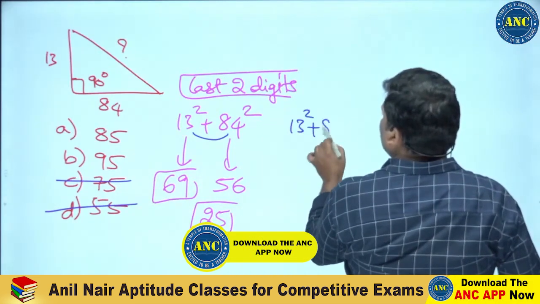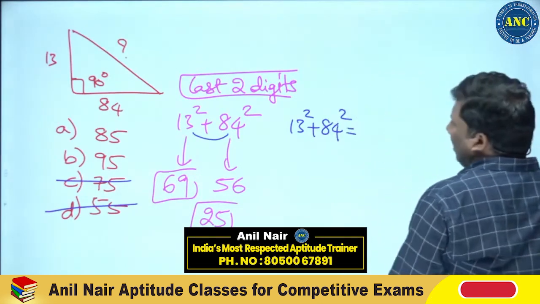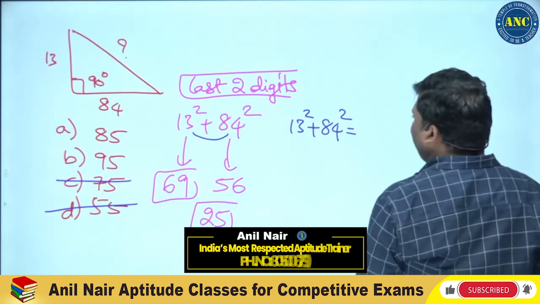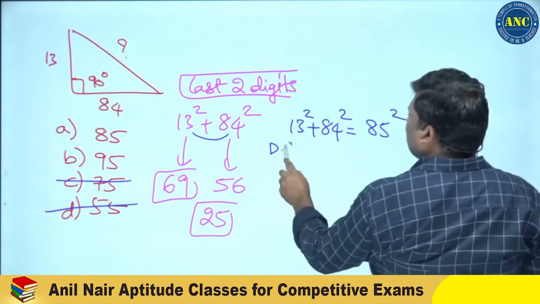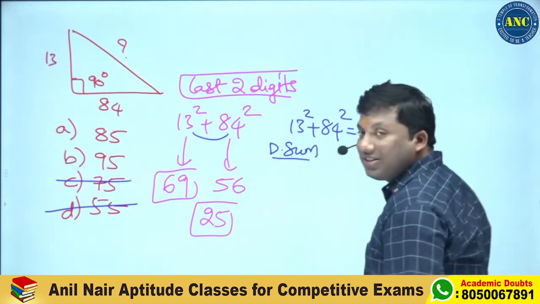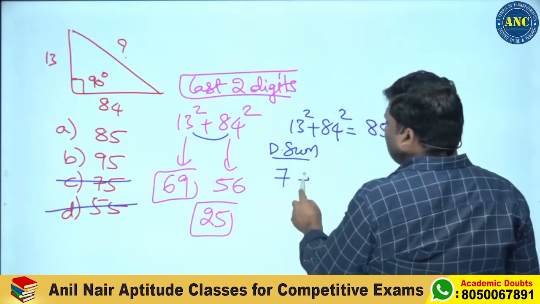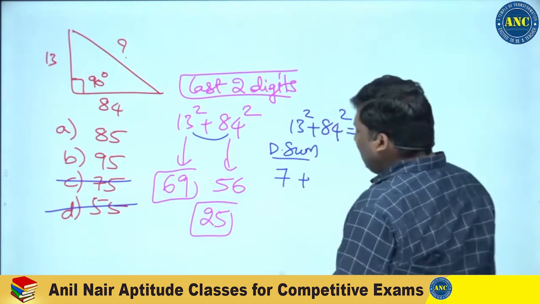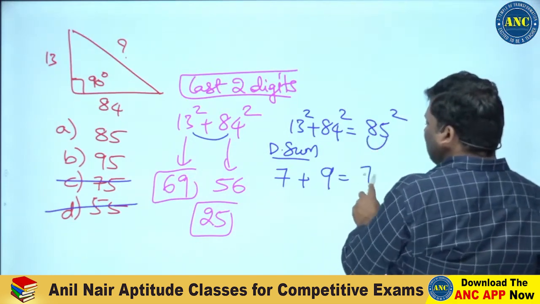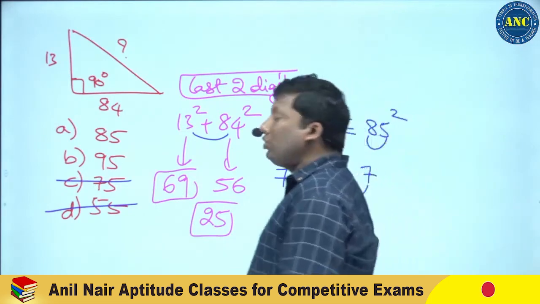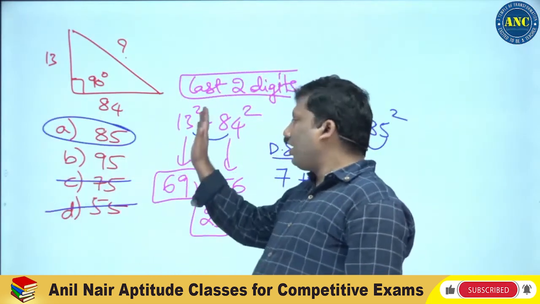13 square plus 84 square. Equivalent to, for example, I am stuck between 85 and 95. If I square 85, what I can do is use a digital sum also to cross check, in case I don't want to do calculation. 1 plus 3 is 4, 4 square is 16, which is 7. 8 plus 4 is 12, which is 3, 3 square is 9. 8 plus 5 is 13, 1 plus 3 is 4, 4 square is 16, which is 7. 7 is equivalent to 7. You don't need to do any calculation.